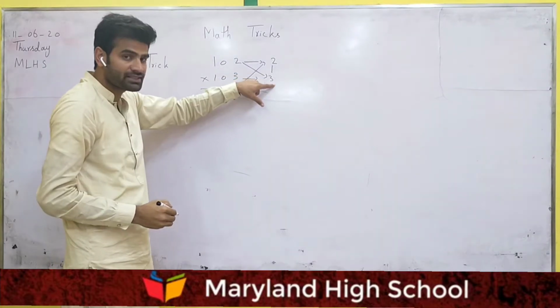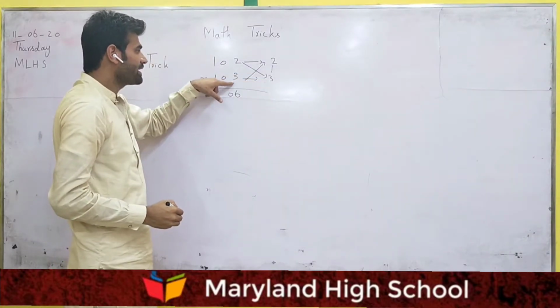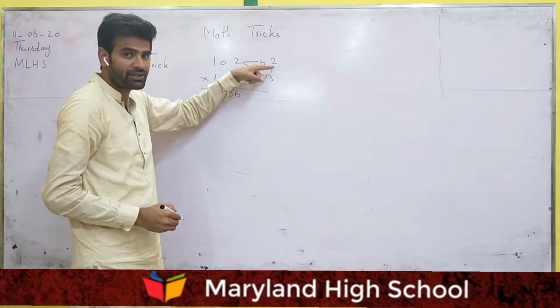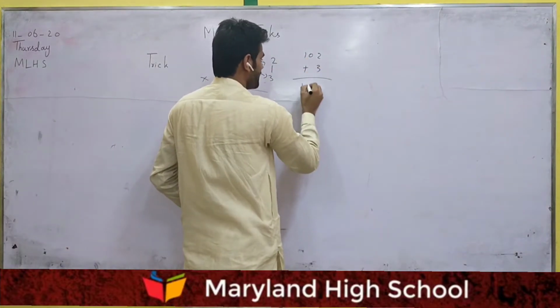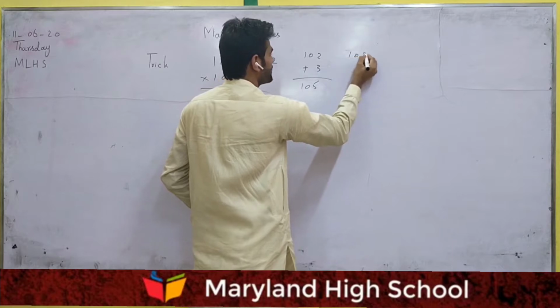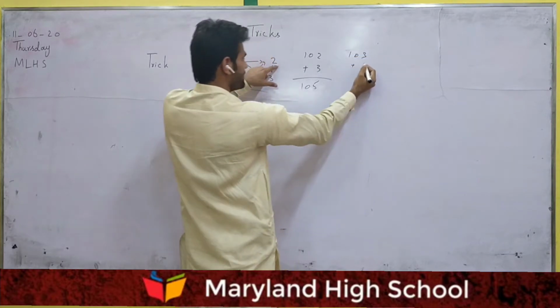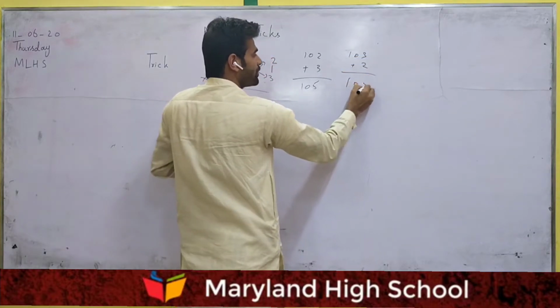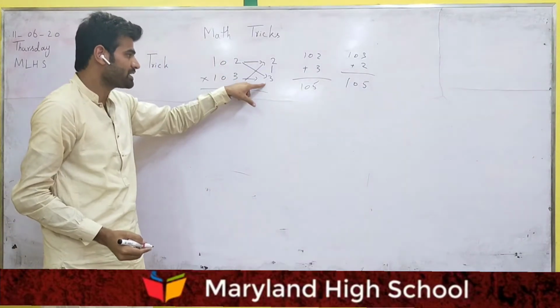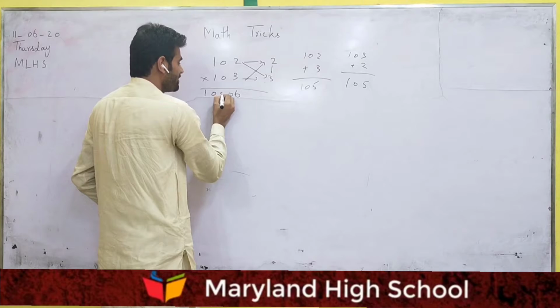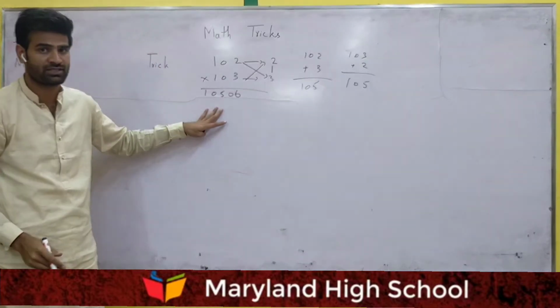102 add 3, and 103 add 2, by cross adding. 102 plus 3 is 105, and 103 plus 2 is also 105. We get the same answer by cross adding. So write here 105. That is the multiplication answer.